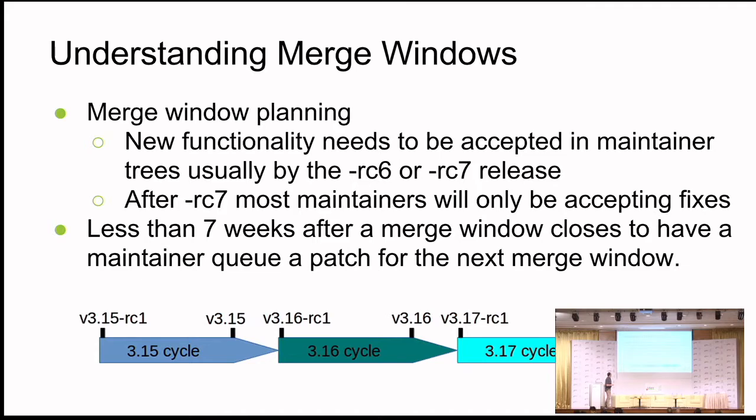After RC7, and this really varies by maintainer, most of the maintainers are only accepting fixes. They want to stabilize the areas that they own because they don't want to introduce any risk into their next merge to Linus's tree. So the end result is you have less than 7 weeks after a merge window closes to have a maintainer queue a patch for the next merge window.